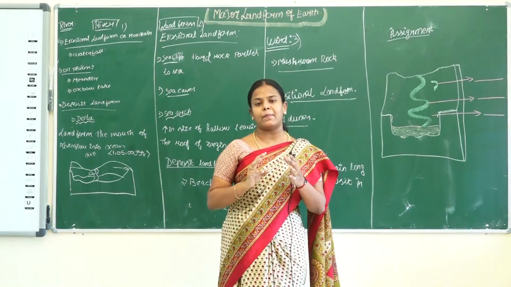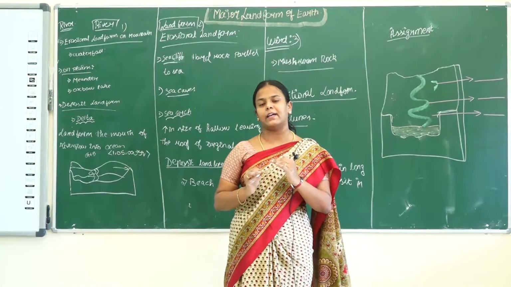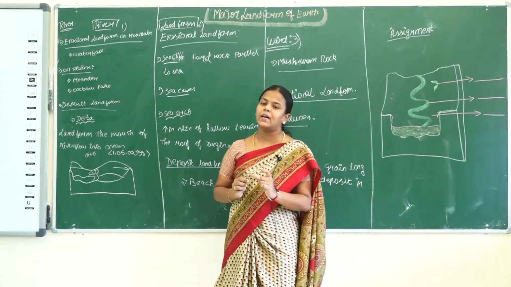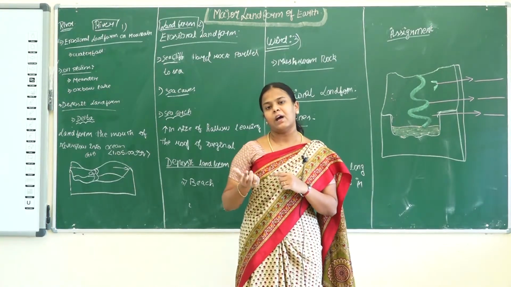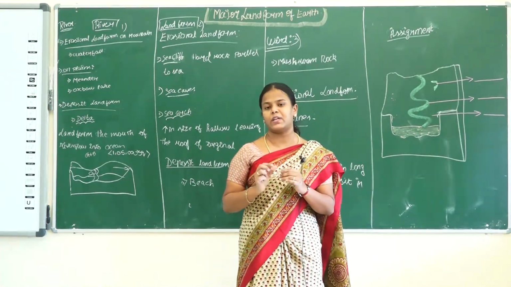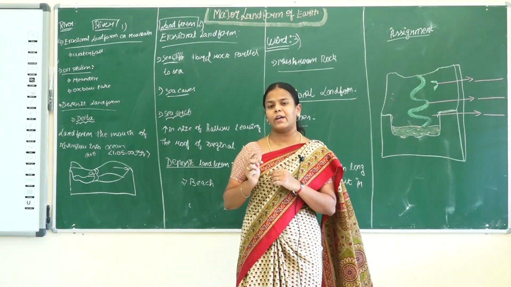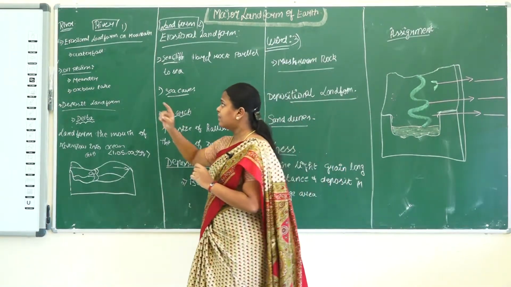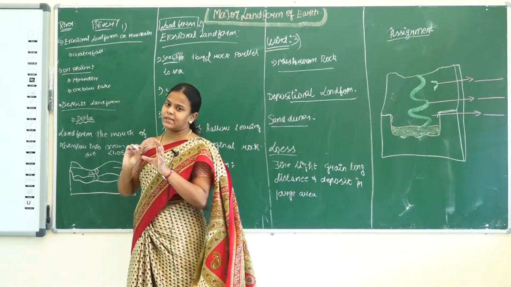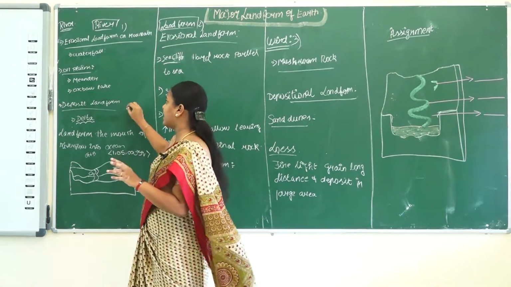Endogenic means the happenings inside the earth. And coming to exogenic, the happenings outside the earth are known as the exogenic process. Now we are going to see about the exogenic process, that is rivers, and how rivers have been occurring.